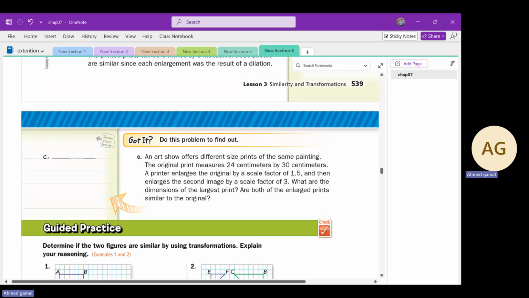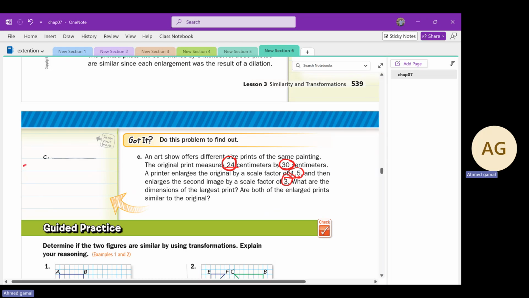Look at C. An art show offers different size prints of the same painting. The original print measured 24 centimeters by 30 centimeters. A printer enlarges the original by a scale factor of 1.5 and then enlarges the second image by a scale factor of 3. So each dimension, length and width, the 30 and 24, I multiply by 1.5 and find the result. After that, multiply the result by 3. Or we can multiply the two scale factors, 1.5 times 3 is 4.5, and then multiply 4.5 by 24 and 4.5 by 30. It will be easier if you multiply by 1.5, then multiply by 3.